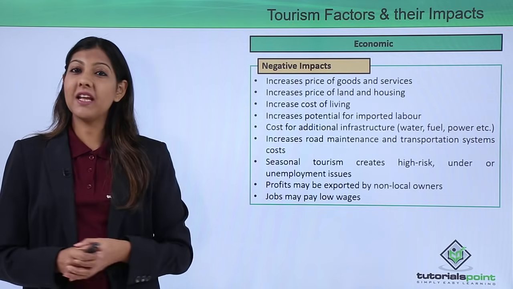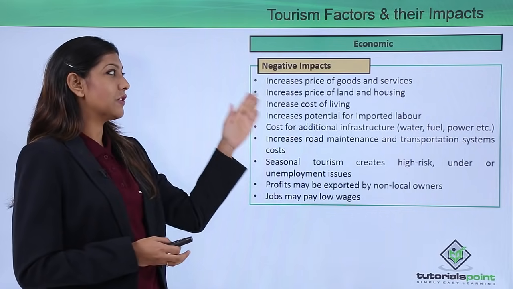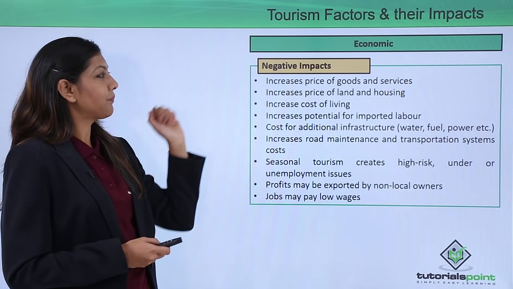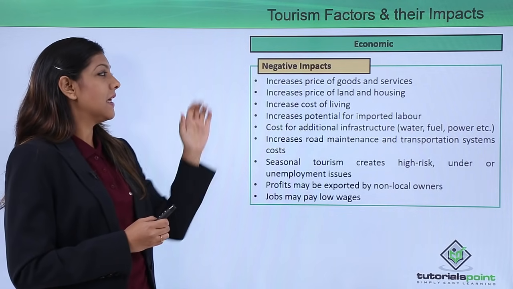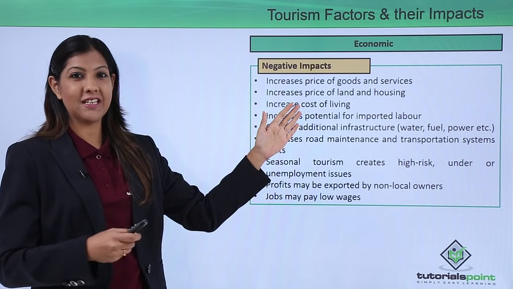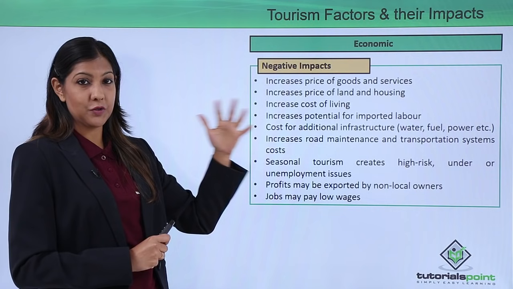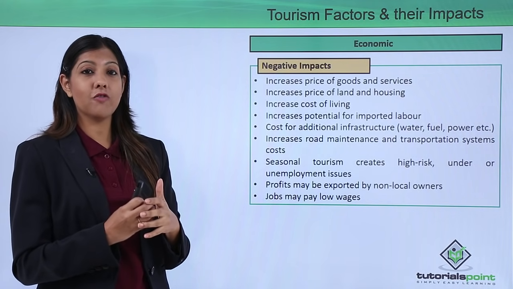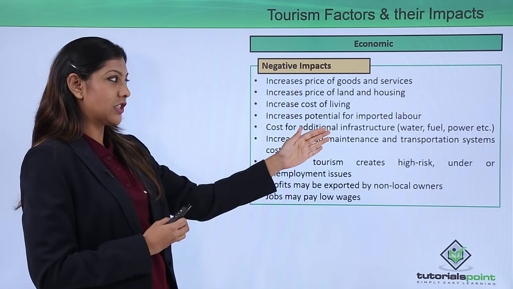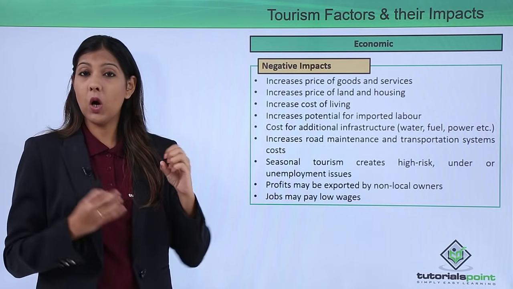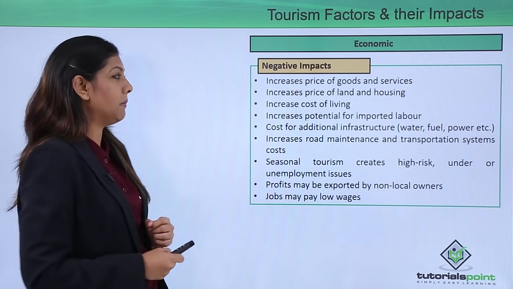Now let's look at some of the negative impacts of tourism on the economy of a particular country. Negative impacts are that it increases the prices of goods and services, and increases the price of land and housing because people are attracted towards that place. It increases the cost of living, definitely. It increases the potential for imported labor, because you will be spending a lot of money on labor which is probably brought from outside. The cost of additional infrastructure like water, fuel and power also goes up, because all of these things are used by tourists when they come to a particular place.